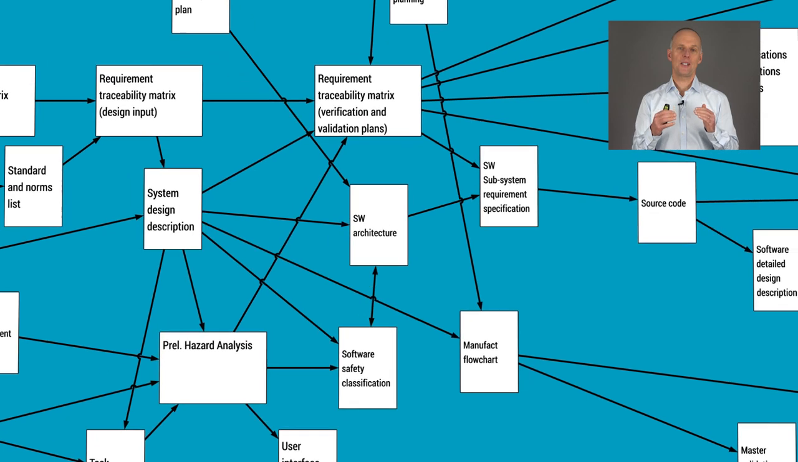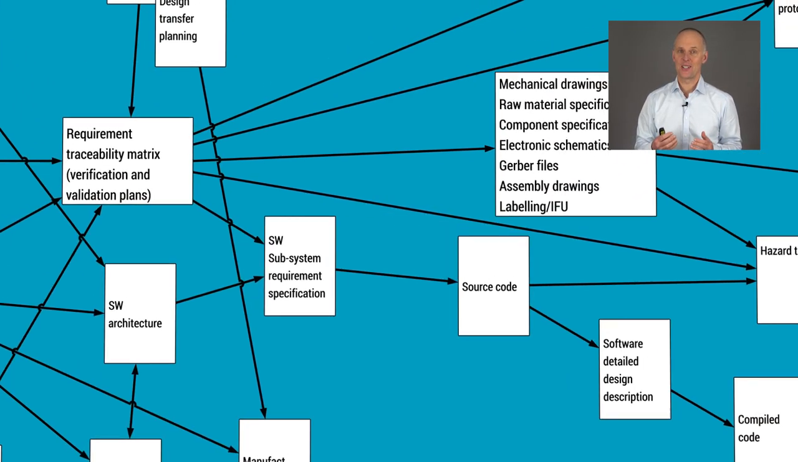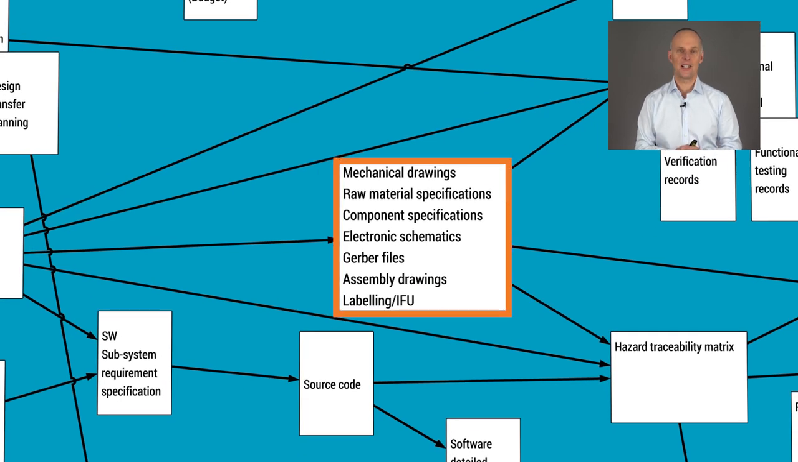The next step would be to start breaking down system requirements from your requirement traceability matrix into subsystem requirements. And the one area where this is actually required would be for the software. And now, at last, it's time for the detailed design. Here you can see typical outputs of the detailed design.